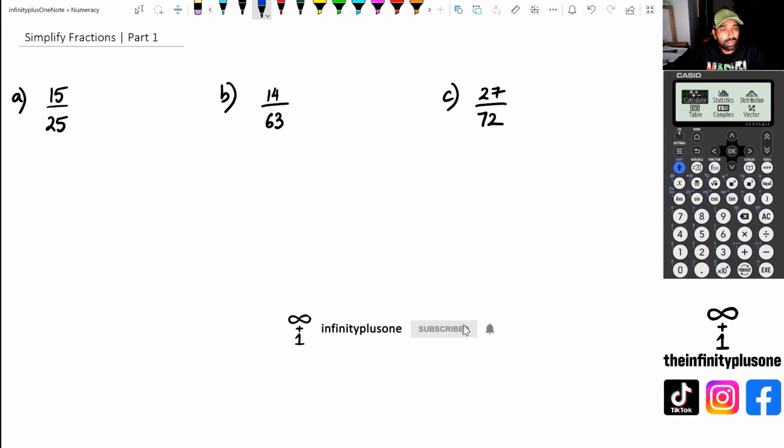Alright folks, so simplifying fractions is literally the opposite of what we've been doing so far with equivalent fractions. With equivalent fractions, we had a fraction and asked, what are some of the equivalent fractions? Now with simplifying, we want to go backwards, right? So we want to try and bring it to the simplest form possible.